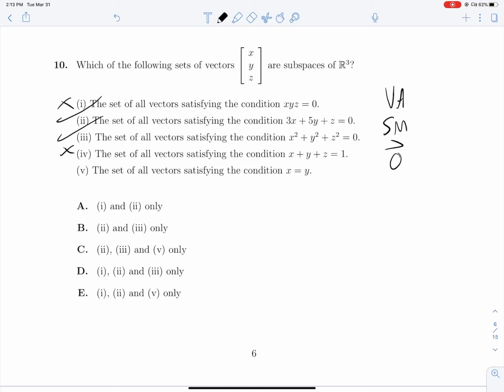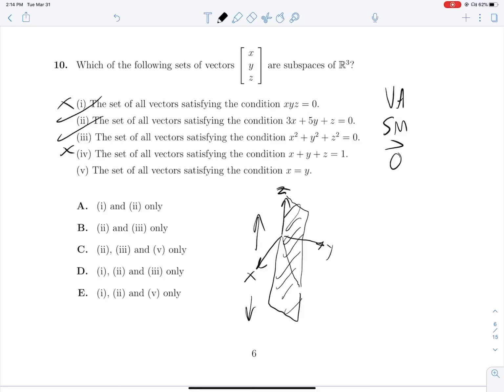Okay, and 5, the set of all vectors satisfying the condition x equals y. Well, this is just going to be a plane. We can graph it out, but you'll see pretty quickly, x, y, z, that this is a plane. It's a plane passing through the origin and unbounded on z, so it's going down and up through the paper there. And it does pass through the origin. It's a flat plane, and so it satisfies all of these conditions.